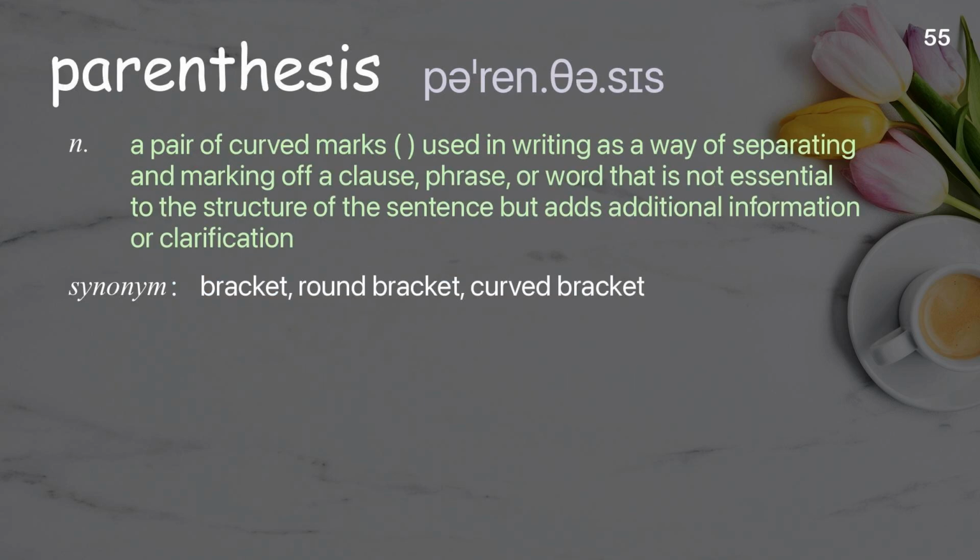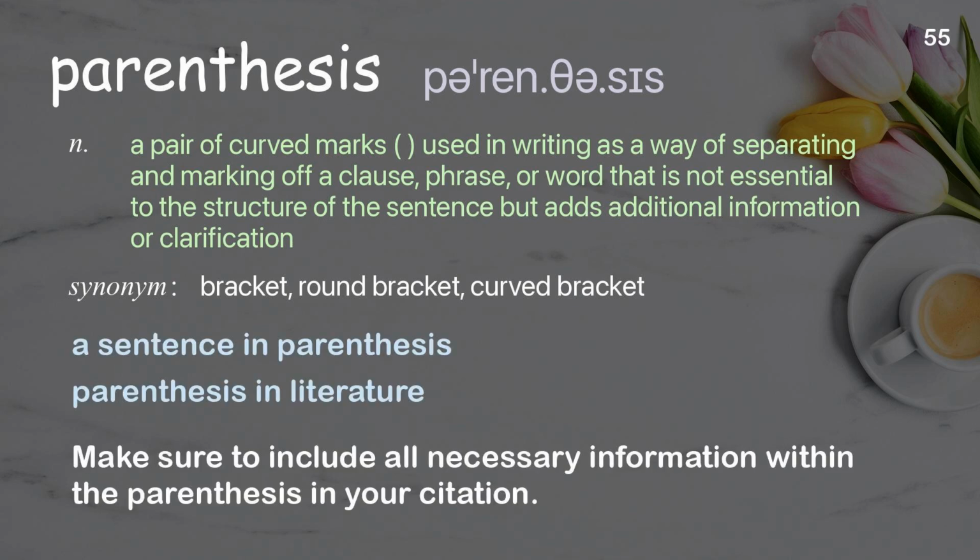Parenthesis. A pair of curved marks, used in writing as a way of separating and marking off a clause, phrase, or word that is not essential to the structure of the sentence, but adds additional information or clarification. Examples. A sentence in parenthesis. Parenthesis in literature. Make sure to include all necessary information within the parenthesis in your citation.